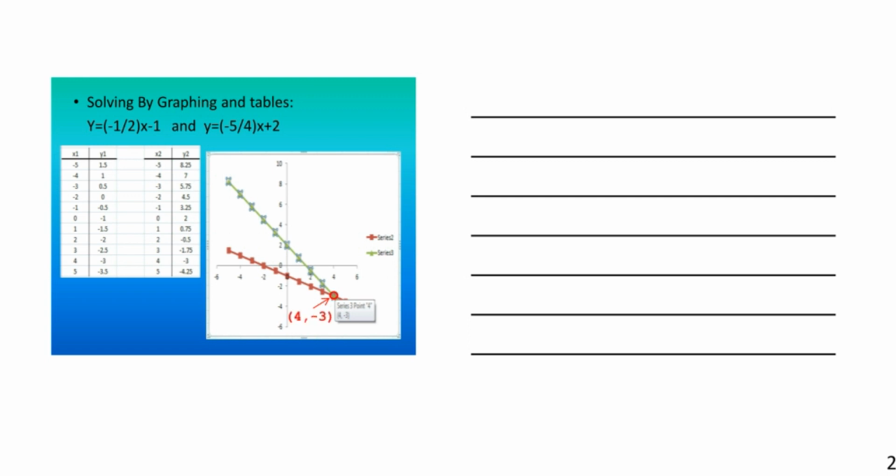x is 4 and y is -3. So (4, -3) will be our solution. X value is 4, y value is -3. Well, we can try to solve using our table as well.